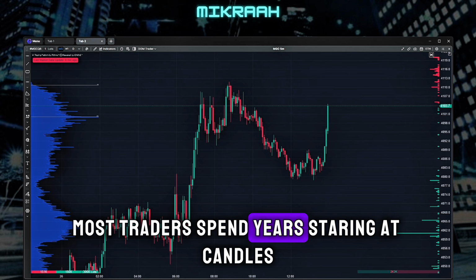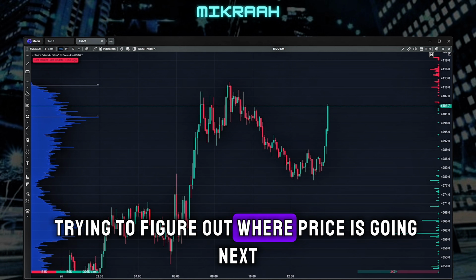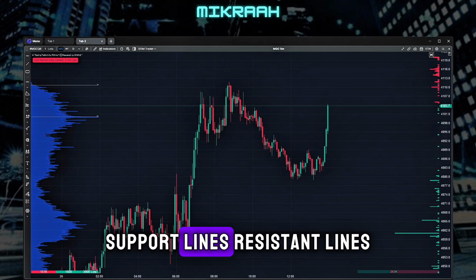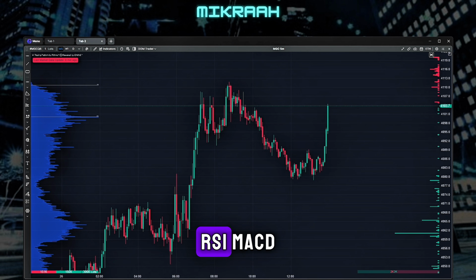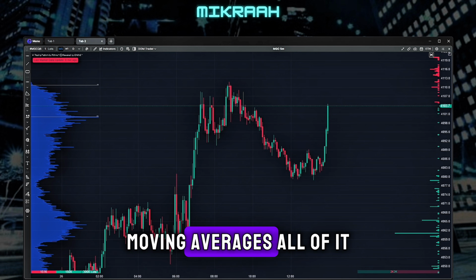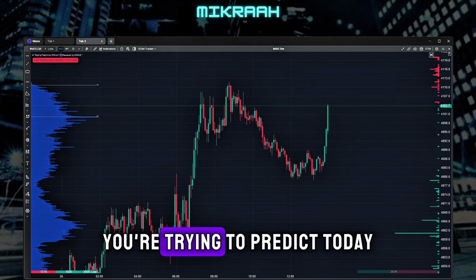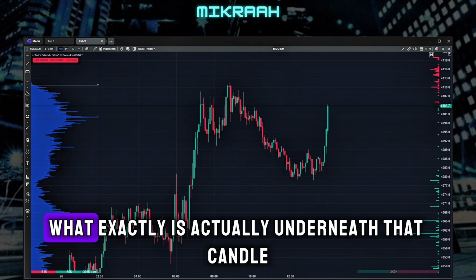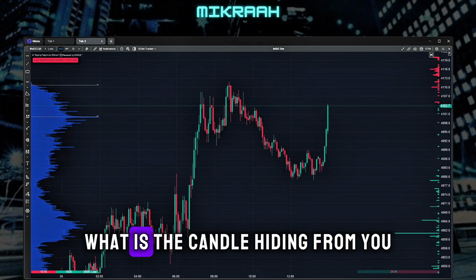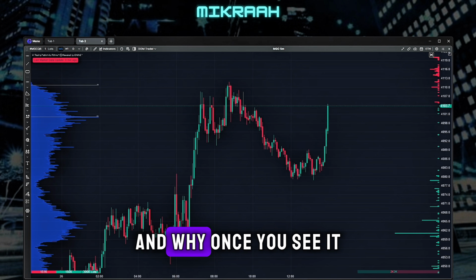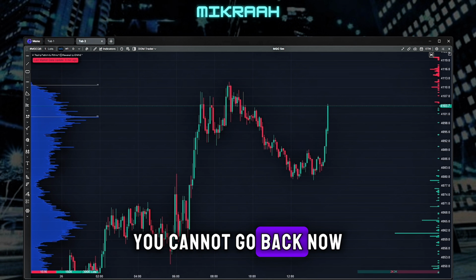Most traders spend years staring at candles trying to figure out where price is going next. Support lines, resistance lines, RSI, MACD, moving averages, all of it. And it all comes from being derived from the same price they're trying to predict. Today I'm going to show you what exactly is underneath that candle. What is the candle hiding from you, and why once you see it you cannot go back.